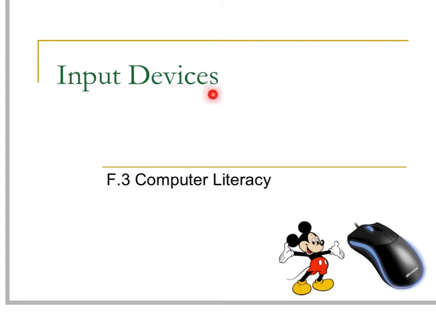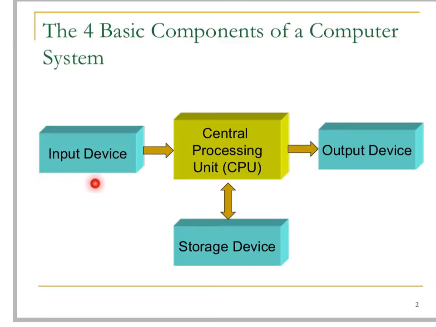Input devices are commonly used to input commands or data into a computer. For example, a mouse is a very typical example of an input device. Actually, the input device is one of the very basic components of a computer system. The remaining three are the central processing unit, the CPU, the output device, and the storage device. Make sure you remember this very important concept of the basic components of a computer system.